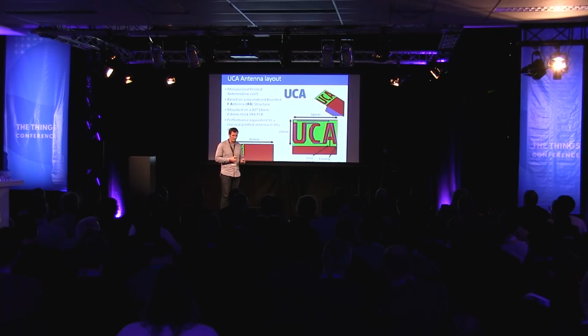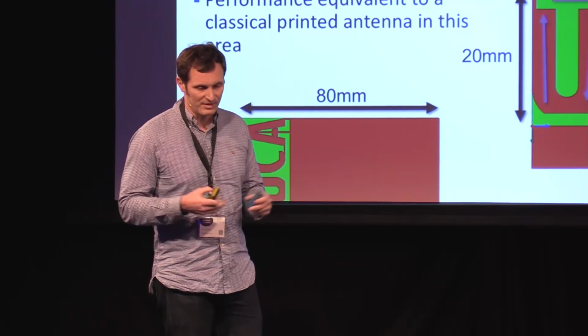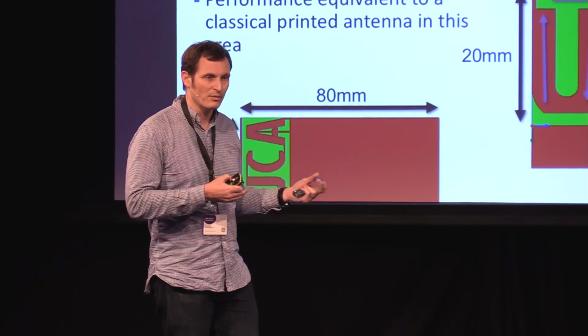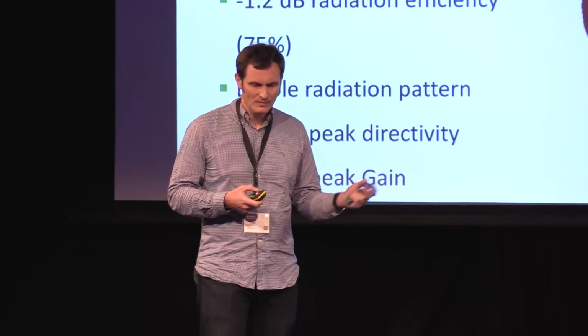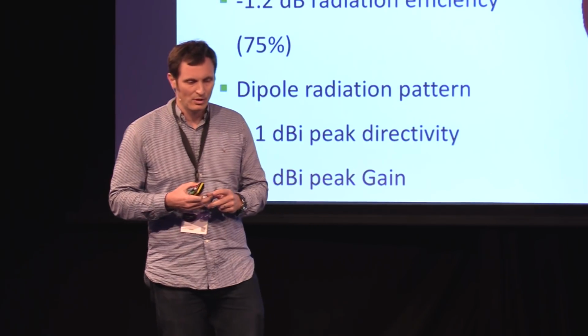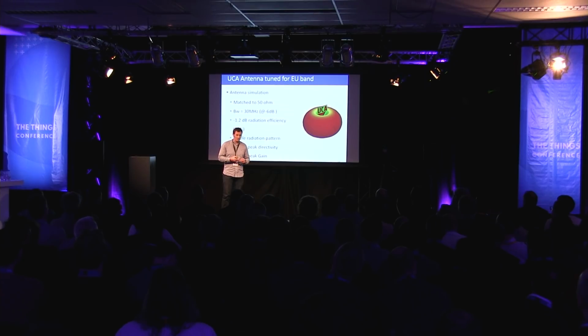The PCB is 80 by 34 millimeters. It's on a 0.8 millimeter thick classical PCB substrate, and the performance is equivalent to a classical printed antenna in this area. So here is a simulation. It's matched to 50 ohm. You have a 30 megahertz bandwidth. You have a radiation efficiency of minus 1.2 dB, 75%. And you have this dipolar radiation pattern. As I told you, it's a dipole. So you have 2 dBi peak directivity and close to 1 dBi of peak gain.